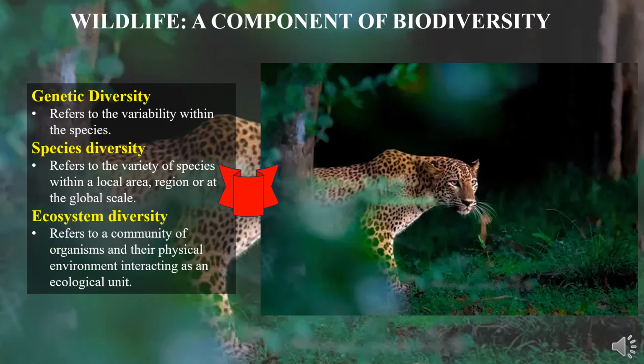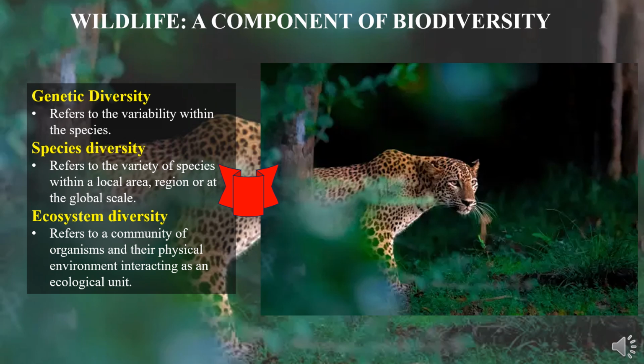Ecosystem diversity refers to a community of organisms and their physical environment interacting as an ecological unit. The focus at this level is on properties and processes, not just species or assemblages of species. Biodiversity conservation at the ecosystem level aims to preserve the basic trophic structure, patterns of energy flow, and nutrient cycling.